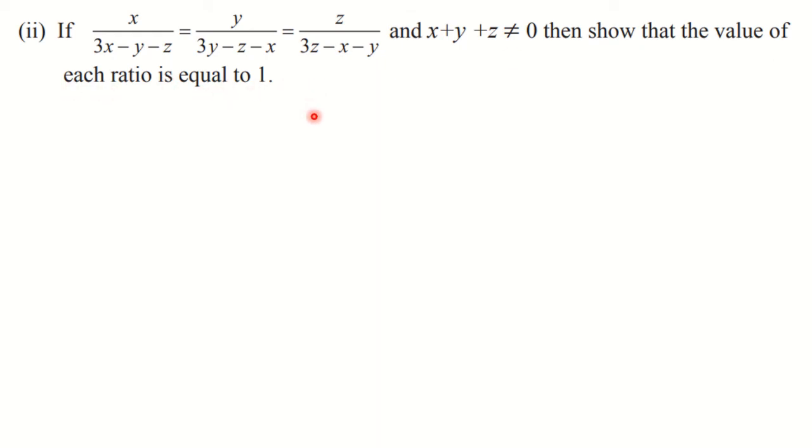Okay, here in the previous one 3 different ratios were given and we need to prove them equal. That is why we applied the theorem 3 times. But here we have to find each ratio is equal to 1. Only one common thing we need to find. So here we have to apply the theorem on equal ratios only once.